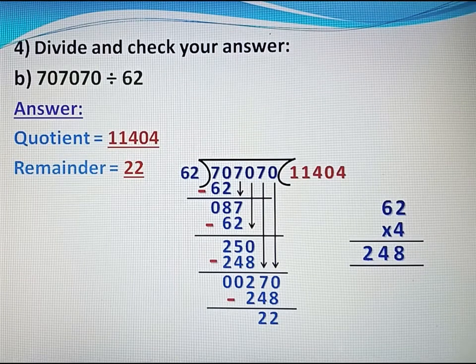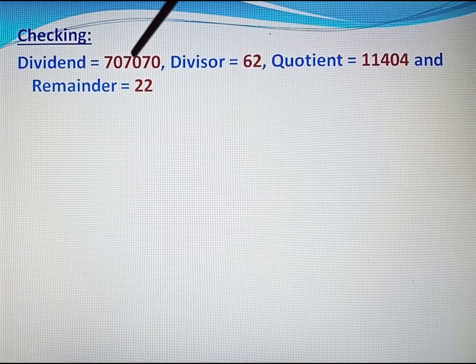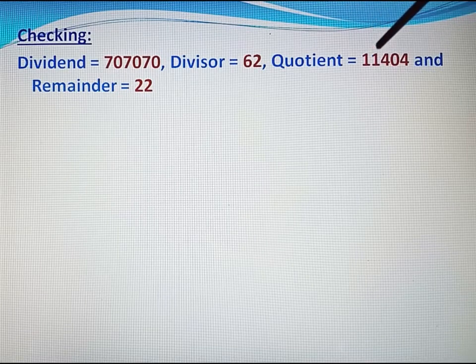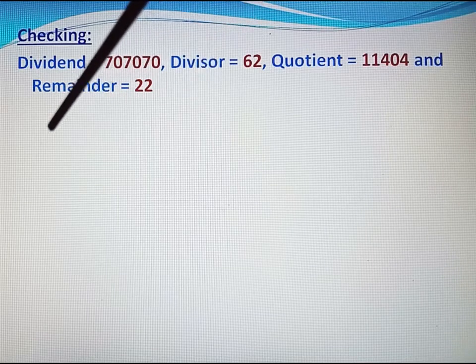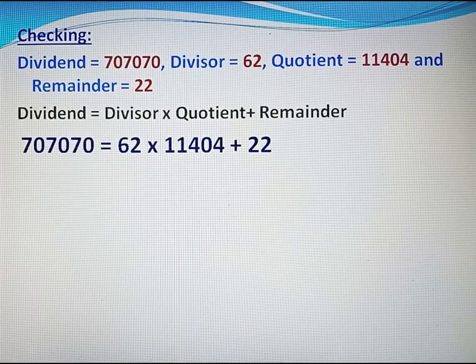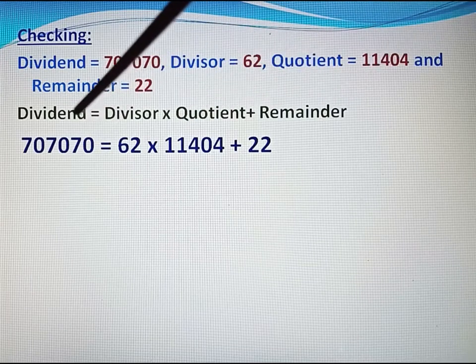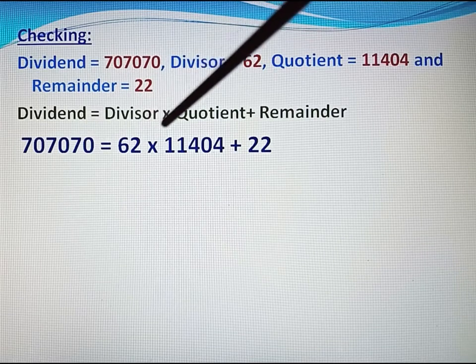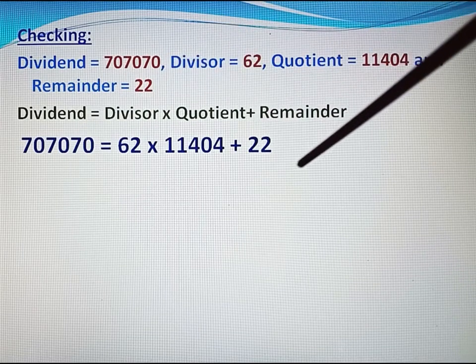And now we will check our answer. Here, dividend equal 7,07,070, divisor equal 62, quotient equal 11,404 and remainder equal 22. And then we will write formula. Dividend equal divisor multiply quotient plus remainder. Dividend 7,07,070 equal divisor 62 multiply quotient 11,404 plus remainder 22.